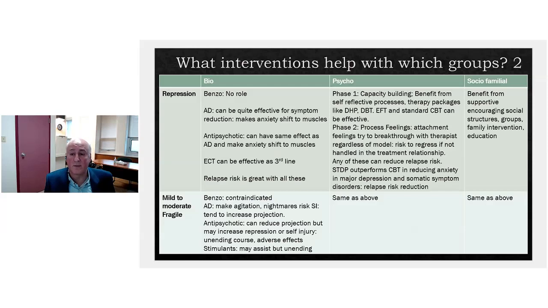Sociofamilial group can definitely benefit from support, encouraging social structures of different types, groups, family interventions, education. And the severe fragility is really similar, but benzodiazepines are contraindicated here. They can make things worse. Antidepressants can make agitation. And it can make more nightmares. They can make them have more projection. So they can get more scared when you give an antidepressant. If you give an antipsychotic, they can get more depressed. It can cause more repression. And then stimulants can be of assistance here, but again, you're not going to be able to stop them.